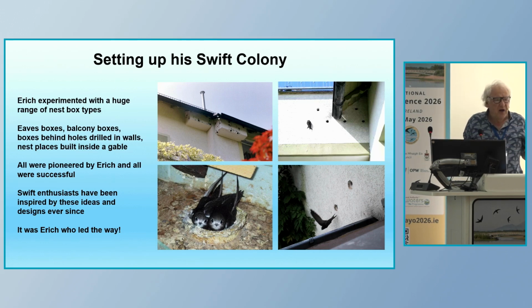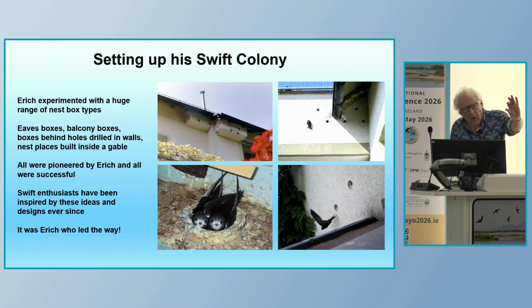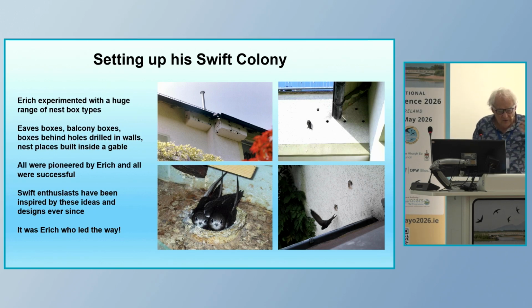Setting up a swift colony with multiple types of nest boxes. The first ones, he just simply drilled holes through the wall with a diamond core drill and then put a box on the inside. Later, he moved on to more sophisticated boxes under the eaves with multiple nest places in them. But it was all done to experiment with how you could house swifts in a domestic building. And we've been copying these ideas ever since. Erich started them. We've been copying them and developing them. So it really is all down to Erich.